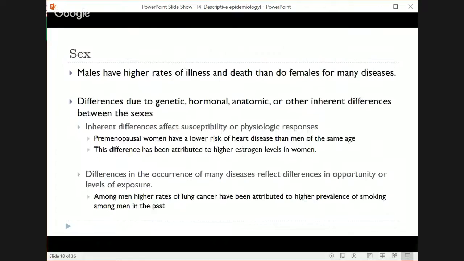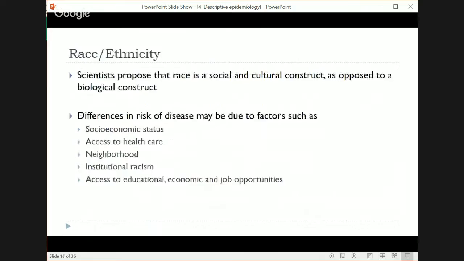Differences in the occurrence of many diseases by sex also reflect differences in the opportunity or levels of exposure. We have historically seen higher rates of lung cancer among men, and this is attributed to a higher prevalence of smoking among men. So men are more likely to smoke, therefore we see more lung cancer among men.